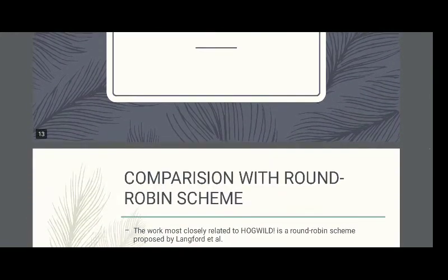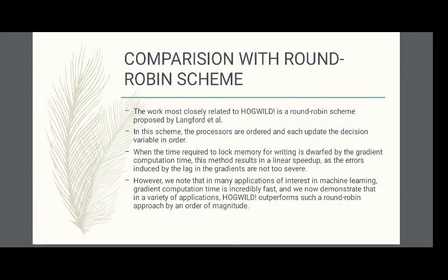There are also some related works to HOGWILD. The work that is very closely related to HOGWILD is the round robin scheme. In this scheme, the processors are ordered, and each updates the decision variable in order. When the time required to lock memory for writing is dwarfed by the gradient computation time, this method results in a linear speedup, as the errors induced by the lag in the gradients are not too severe. However, we note that in many applications of interest in machine learning, gradient computation time is incredibly fast, and we now demonstrate that in a variety of applications, HOGWILD outperforms such a round robin approach by an order of magnitude.